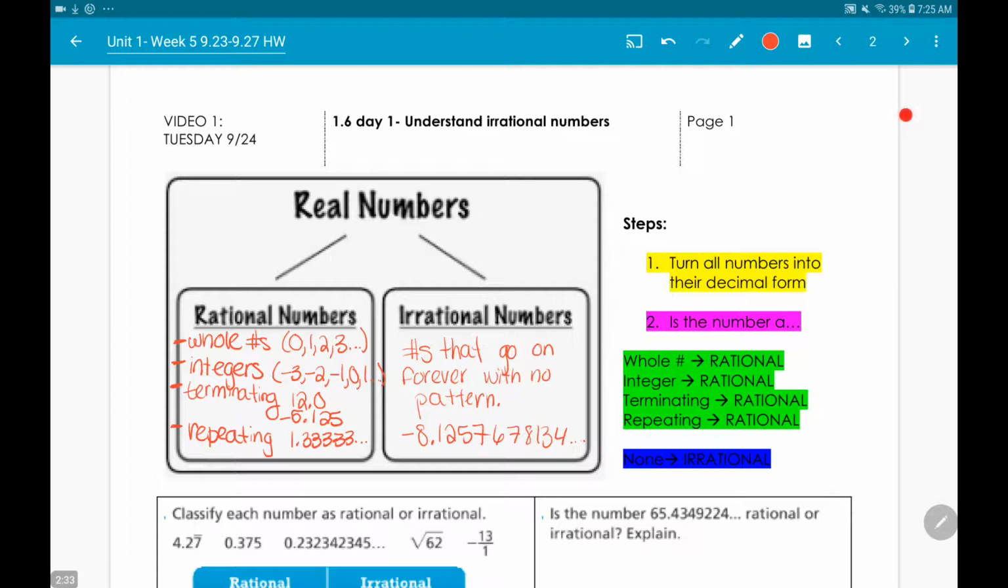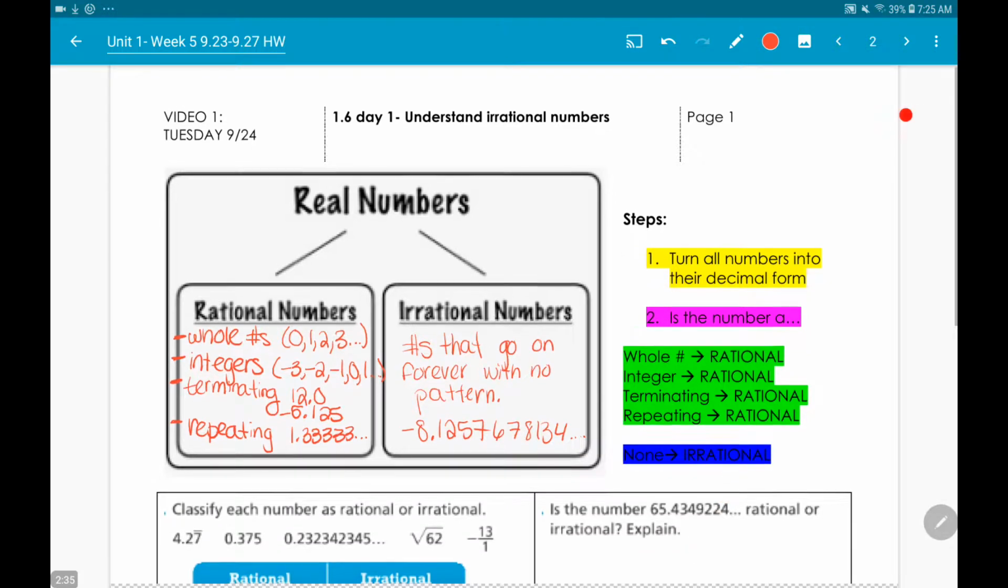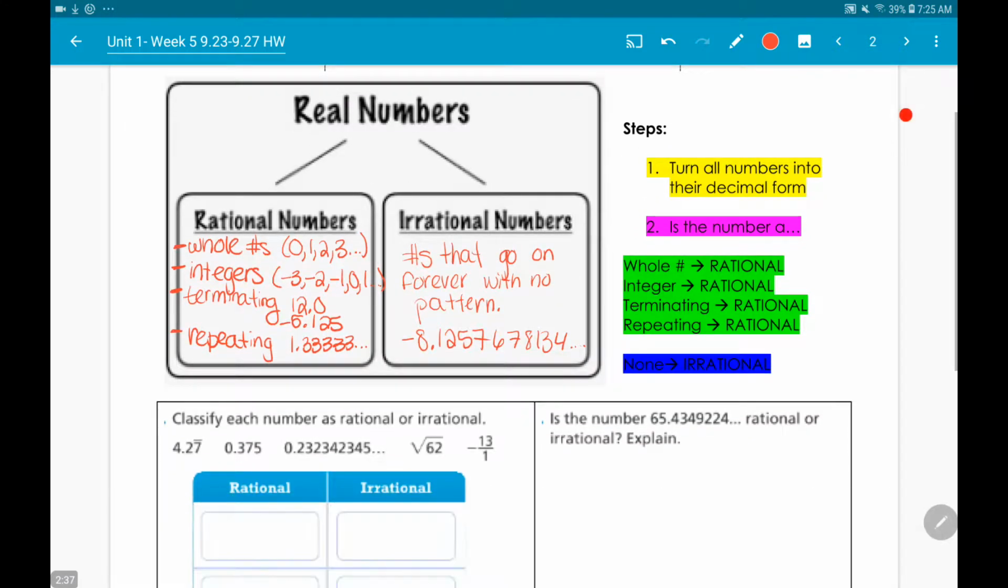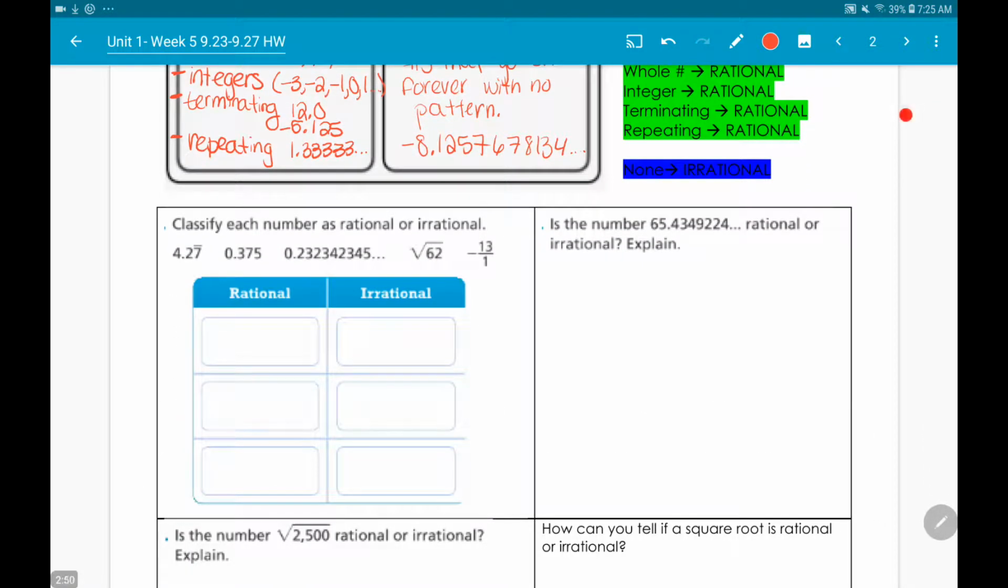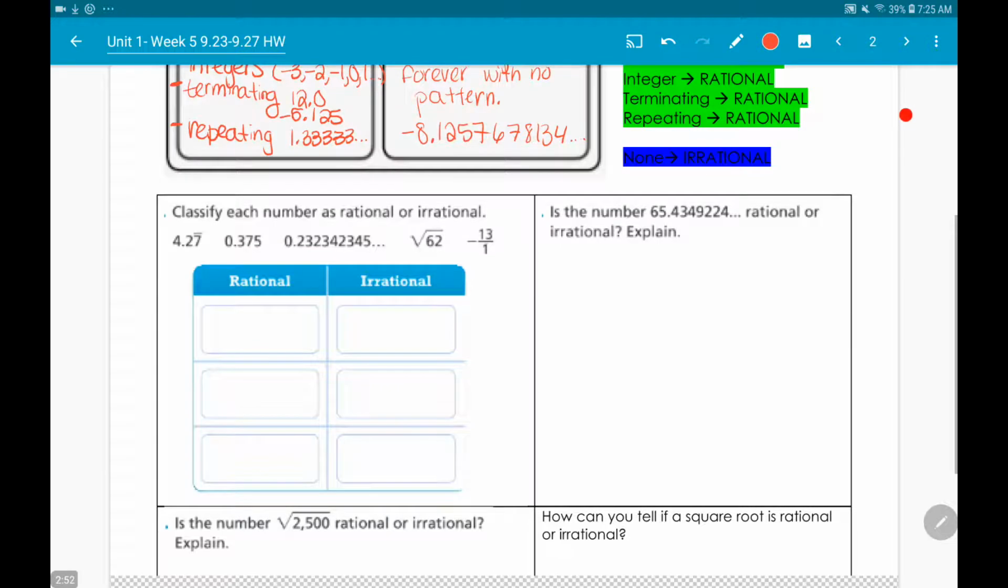So we're going to classify these as irrational and rational. But before we do that, our first step is to turn all numbers into their decimal form, because that will help us classify them, or at least compare them.